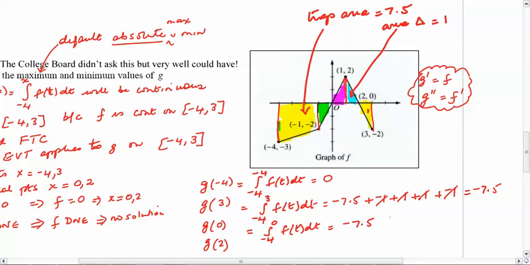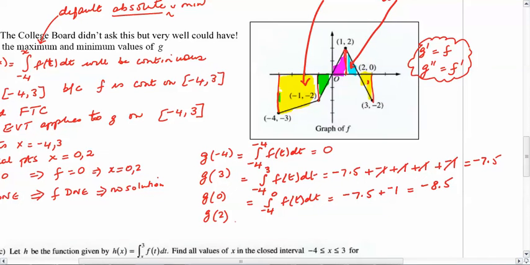I'm below the x-axis. The green triangle is -1, and I'm done here. That integral is -8.5. And then g of 2 is going to be given by, let's drop that down a little bit, the integral from -4 to 2 of f of t dt.